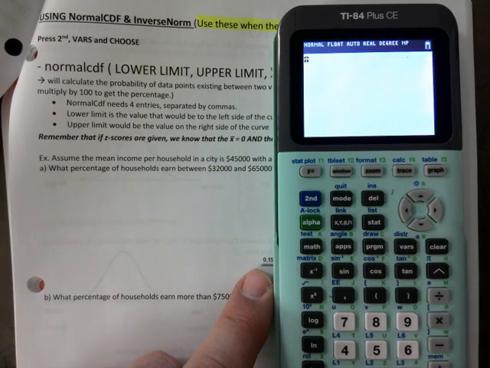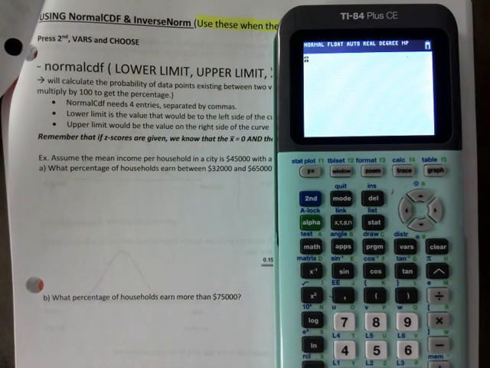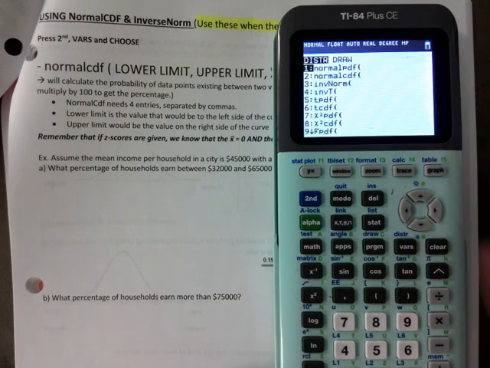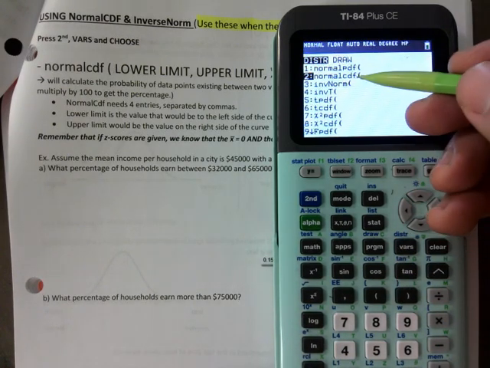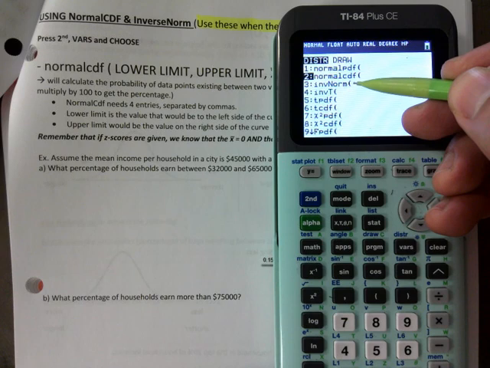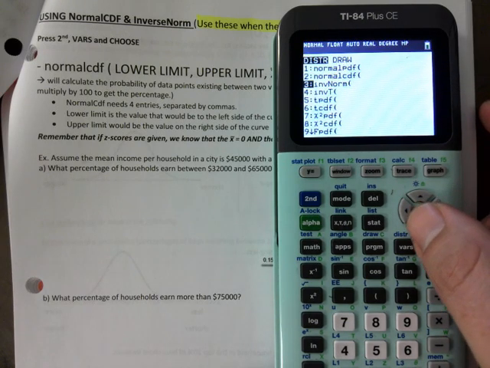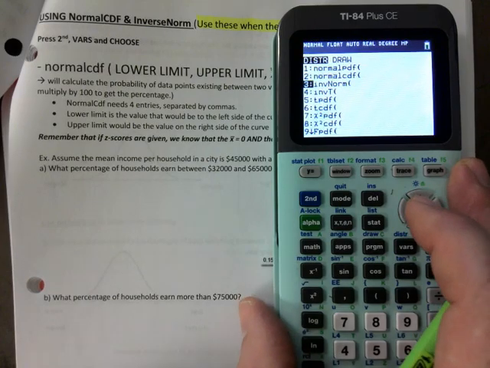Vars is right here. Because some of you might forget, exam time, you're like, oh, I don't know where to find it. Look at the distribution. See that? It says distribution. So think of normal distribution. Maybe that'll help you. You go second vars, and then you will either pick normal CDF or inverse norm. Those are the only two we're going to use in this course. Normal CDF and inverse norm.